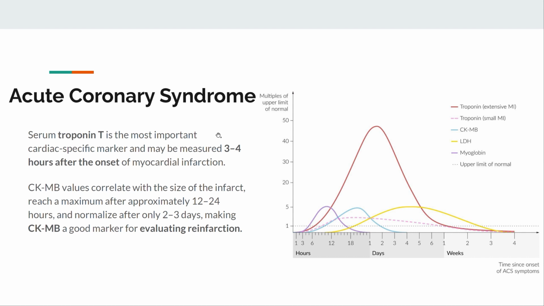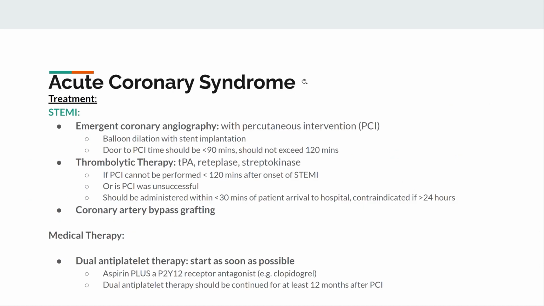all you really need is to type the word cardiac troponin into IEMR and it'll order everything you need. So that's real life. You can just type the word cardiac and you don't have to even think about which markers do what and when. Okay, so the treatment for STEMI.